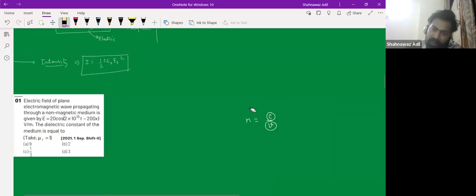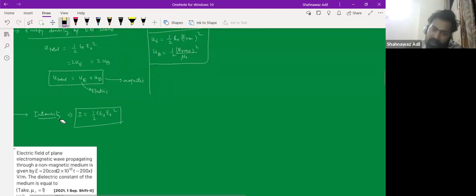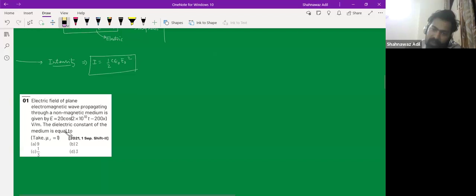So you have to find out mu r is given, right? Mu r is given and the dielectric constant of the medium is equal to... Okay, so this thing you have to find out. Everything is given. This is propagating in the x direction, and E naught is given, and omega is given. All the things are given.